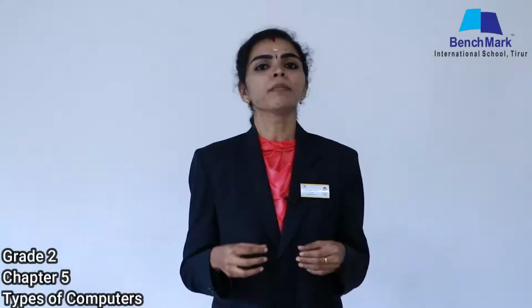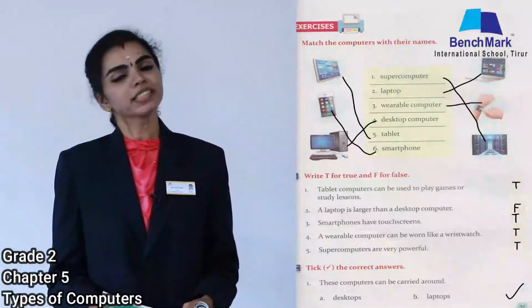And the last and the most powerful type of computer is a supercomputer. A supercomputer is the most powerful type of computer, which is used to perform all operations at very high speed. It is not used for personal use, it is mainly used for commercial use. I hope the types of computer chapter is clear to you all.